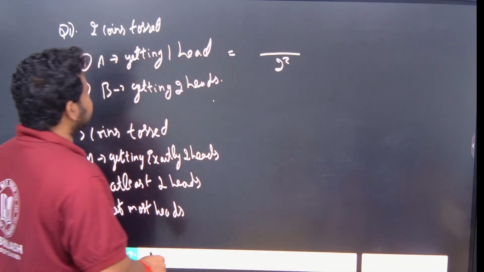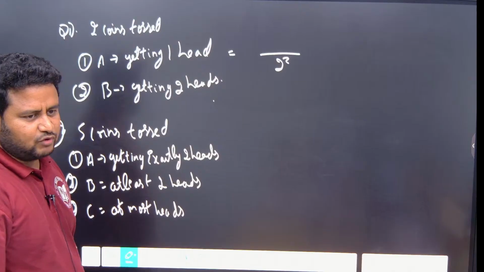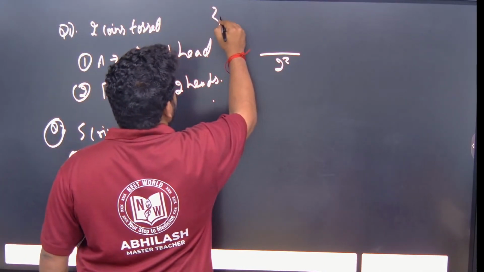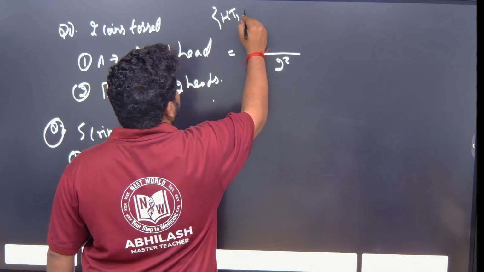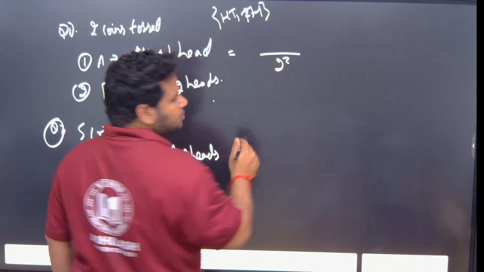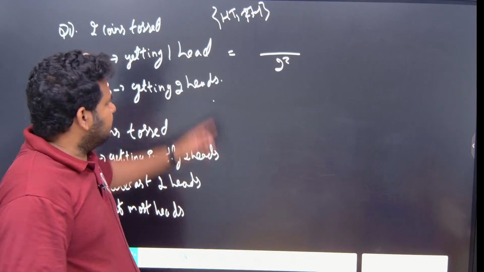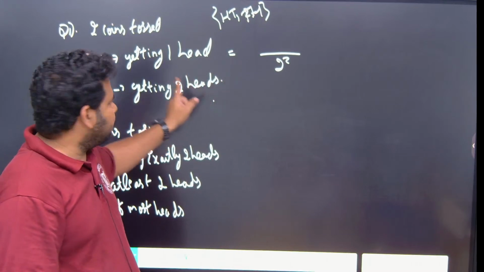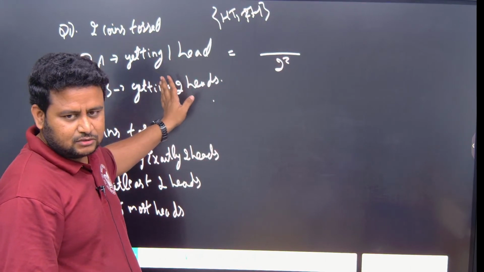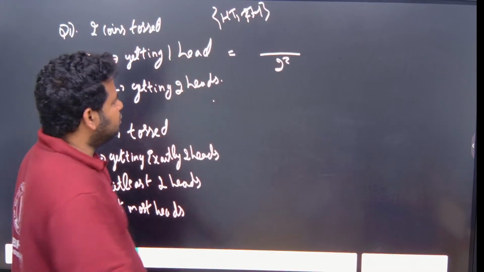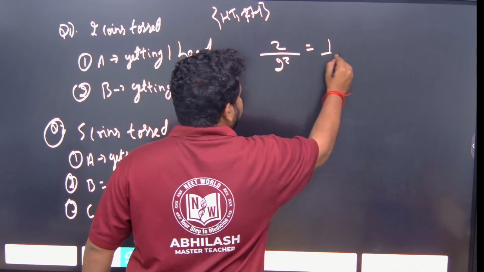So, here getting one head means the favorable outcome will be HT or TH. Two coins are tossed, HT or TH, getting only one head. One head means you have to consider only one head, not at least or at most. One head means TH or HT, that's all we are having. So, it will be 2 by 2 square, that will be 1 by 2.